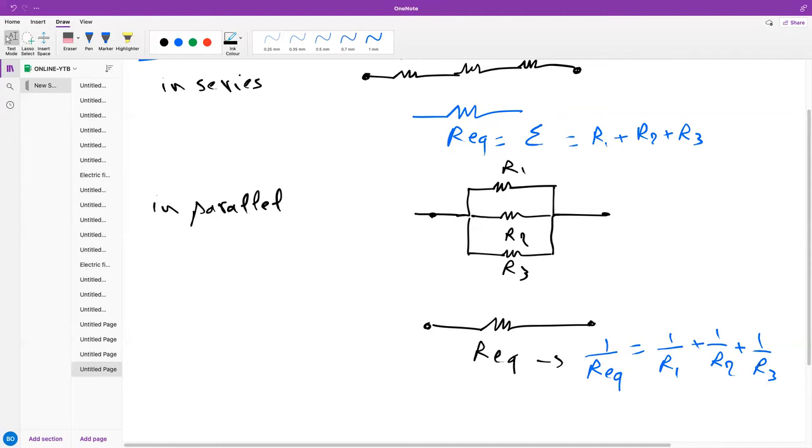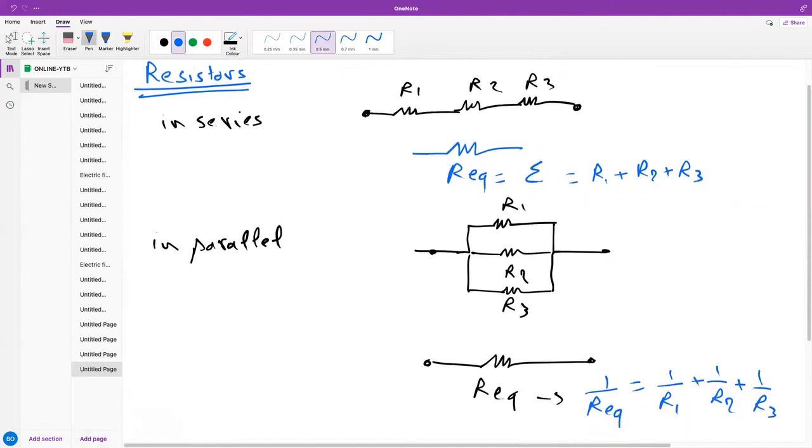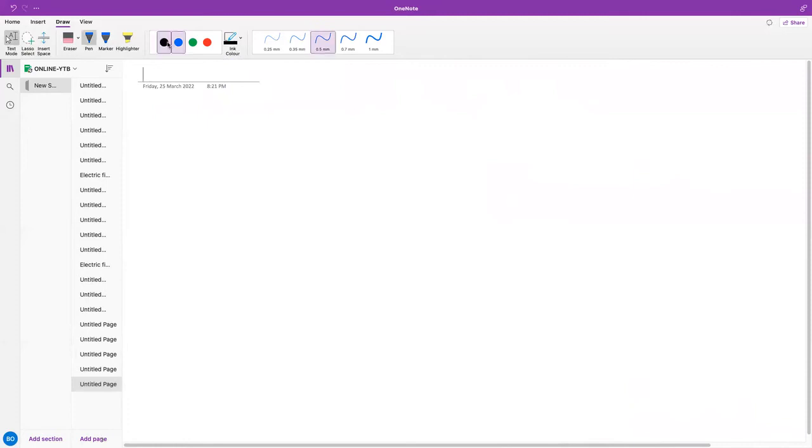Now, let's give an example. Actually, in one of the lectures, we have already explained how you recognize two or several components in series, and how you recognize other components in parallel. So let's give an example. Let's consider this circuit.